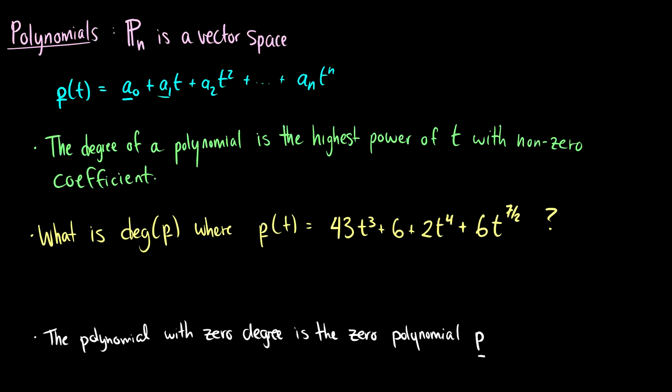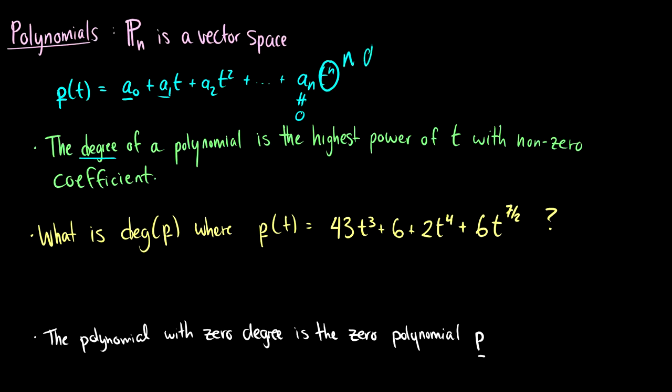So we need some notation here. The degree of a polynomial is going to be the highest power of t that is non-zero. So in this first example, assuming that a is not equal to 0, then the degree of this polynomial would be n.